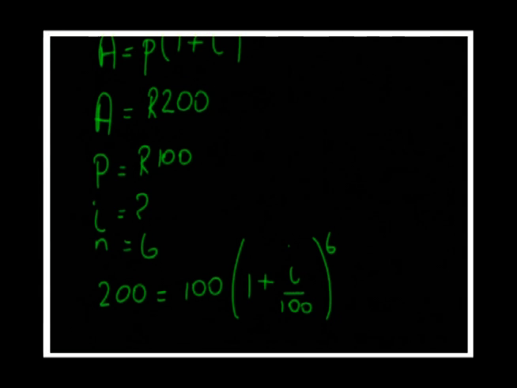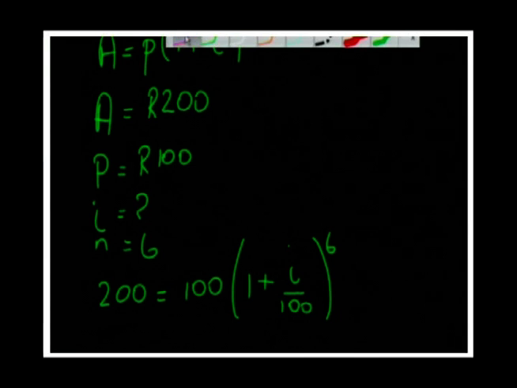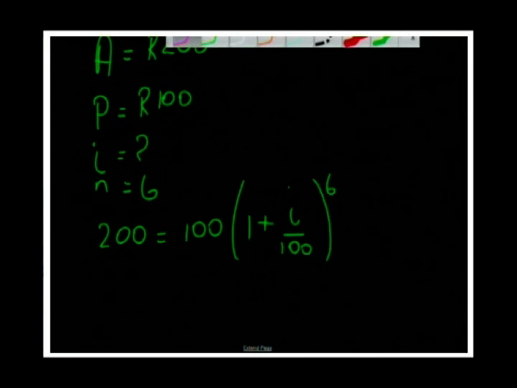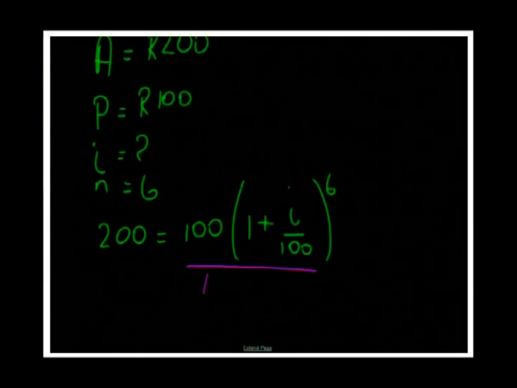And now we're going to do the same thing that we did in the last question. We're going to manipulate it to get I on its own. So I'm going to divide by 100, because then those cancel.